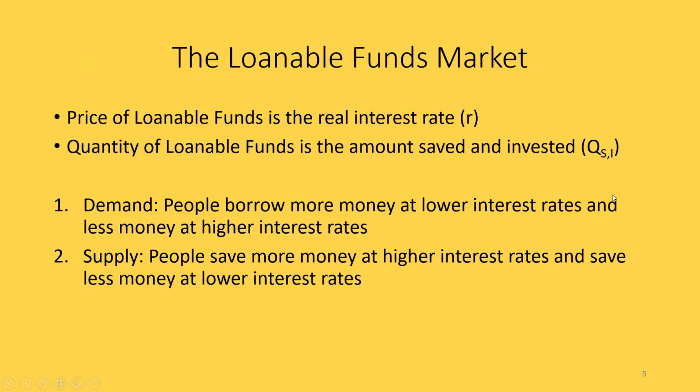Another thing we talked about was the loanable funds market. Remember, the price of loanable funds is the real interest rate. That's the price you receive when you lend money out to somebody else. It is the price that you pay when you borrow money from somebody else, right? So that is the price of loanable funds. And the quantity of loanable funds is the amount saved and invested, right? So again, in a loanable funds market equilibrium, the quantity of savings should equal the quantity of money that people will borrow.